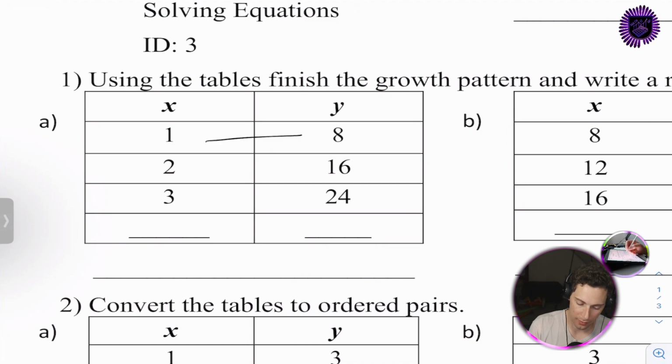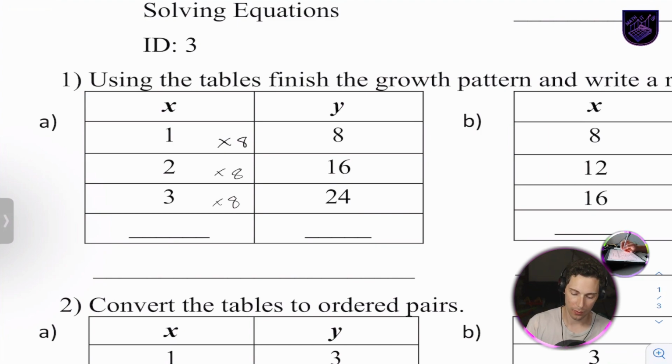1 to 8, 2 to 16, 3 to 24. I'm assuming we're going times 8, times 8, times 8. Yeah, and then this would grow by plus 8 each time. So it would be 4 and 32. 4 times 8 is 32.